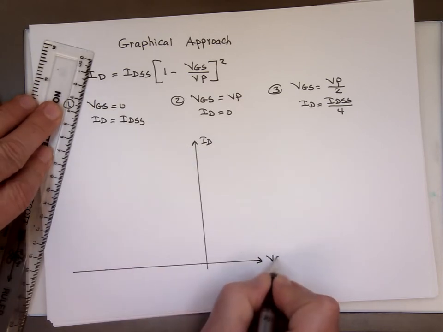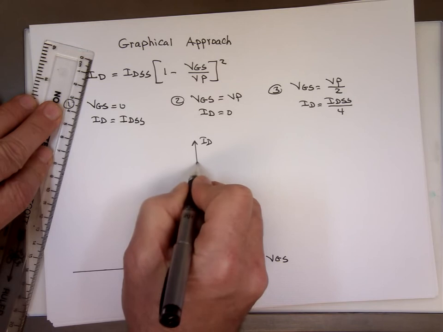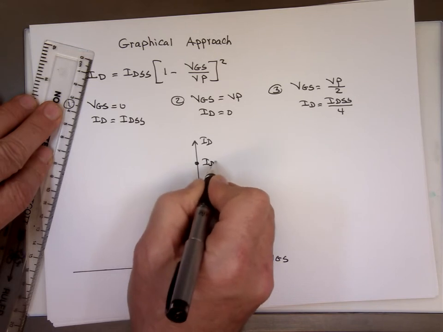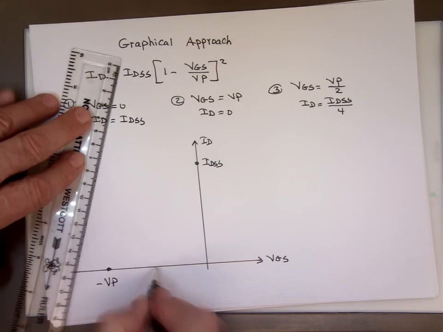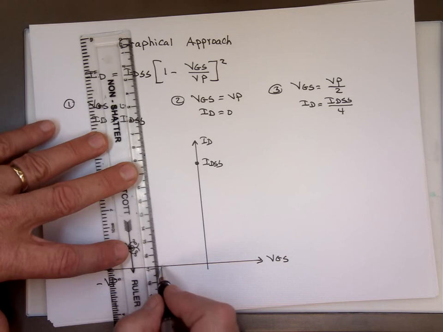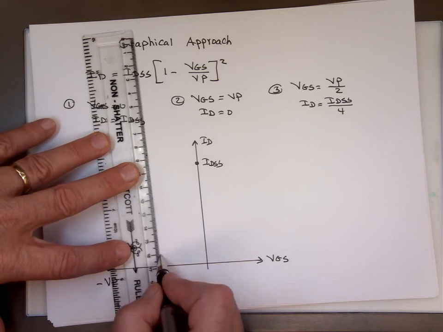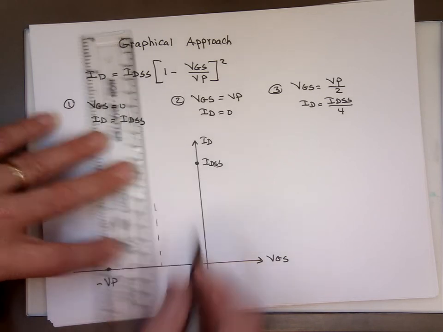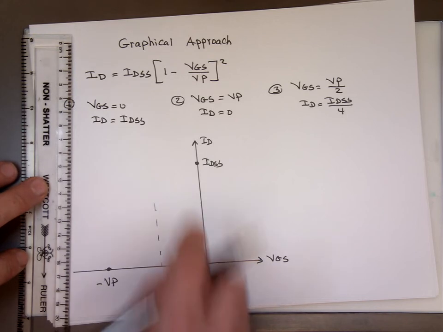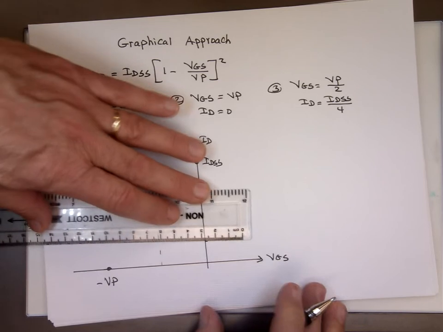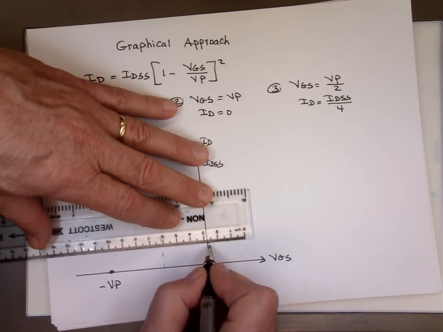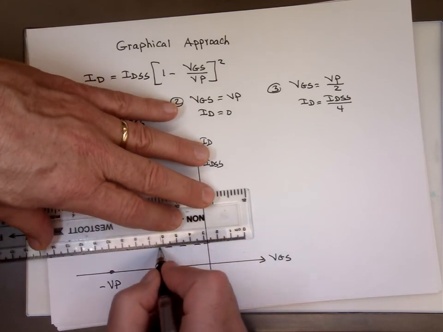3 points, I sub DSS, VP here, or negative VP, and halfway between, that's right there, halfway between this and that, and this is going to be a fourth of the height. A fourth, it looks like somewhere here. And that's my third point.